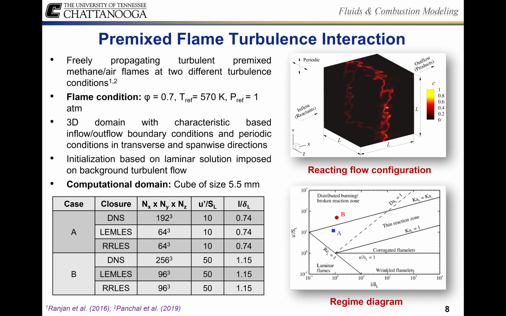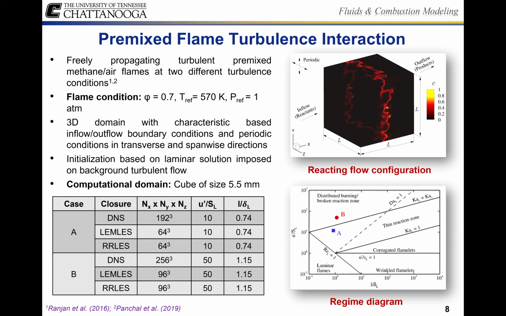The computational domain, the cube, is physically very small. It's 5.5 millimeters cubed, very, very small, which makes the grid sizes very appropriate here. So for case A, the DNS, of course, is there. It's around 8 million cells. Case A for the LEM and RRLES runs were about 262,000 cells. Case B for the DNS was a whopping 18.6 million cells. And for the LEM and RRLES for case B, we did around 885,000 cells.